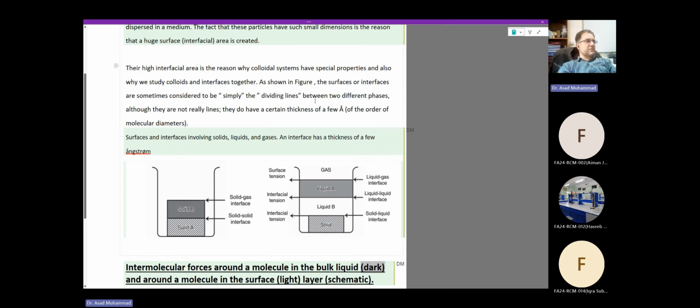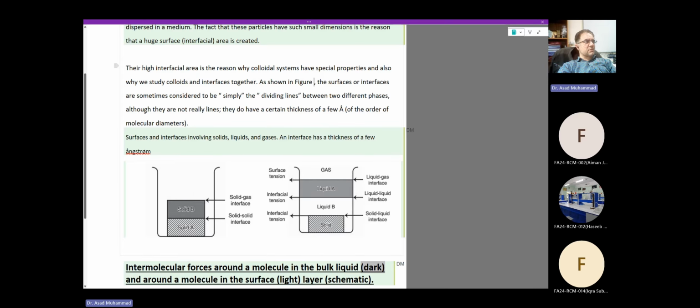As shown in the figure, the surfaces or interfaces are sometimes considered to be simply dividing lines. So just if you look here, this one is the solid. We can see that solid A is different from solid B. When they are in contact, we have an interface over there, and this interface will be a solid interface, and this interface is basically a dividing line between the two phases.